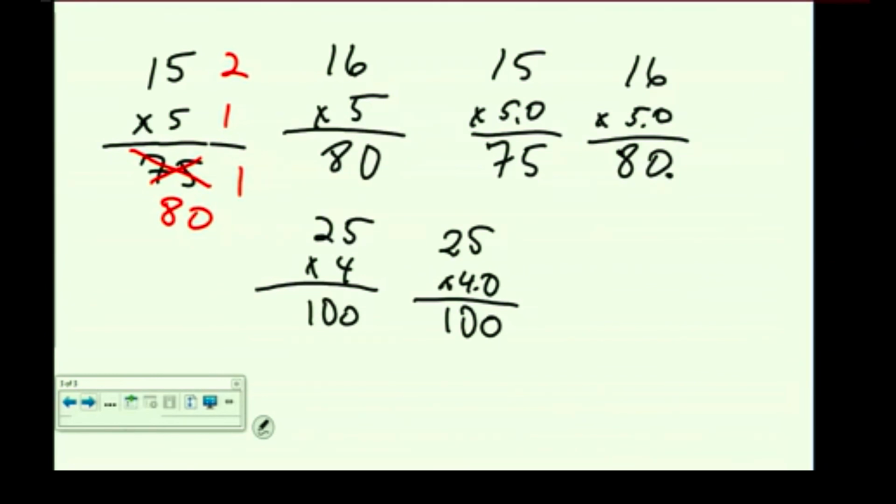Okay? All right, what's wrong with this answer? Because it only has one. 2, 2, 1.